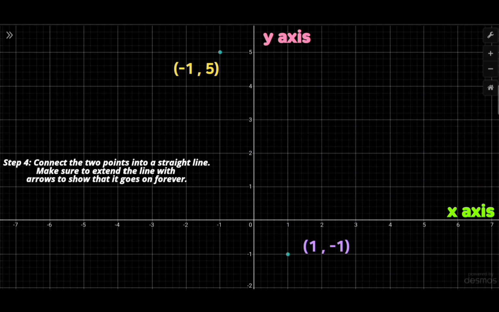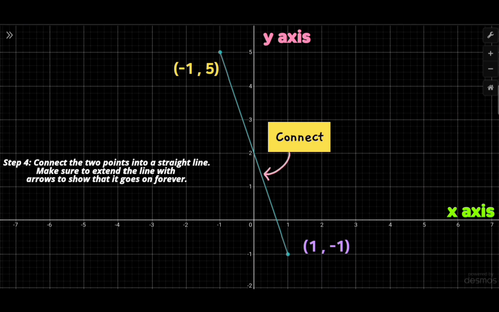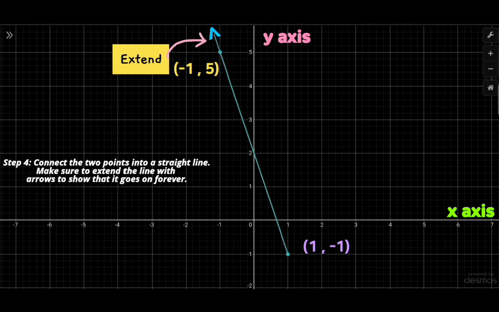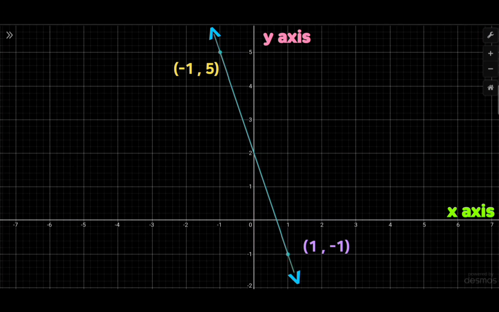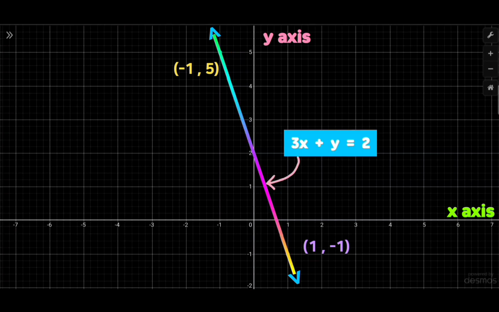Now step 4. Connect and extend the 2 points to make a straight line. Now we have got 2 points graphed, and since linear equation graphs are straight lines, 2 points is really all we need. So this is the graph of the linear equation 3x plus y equals 2.